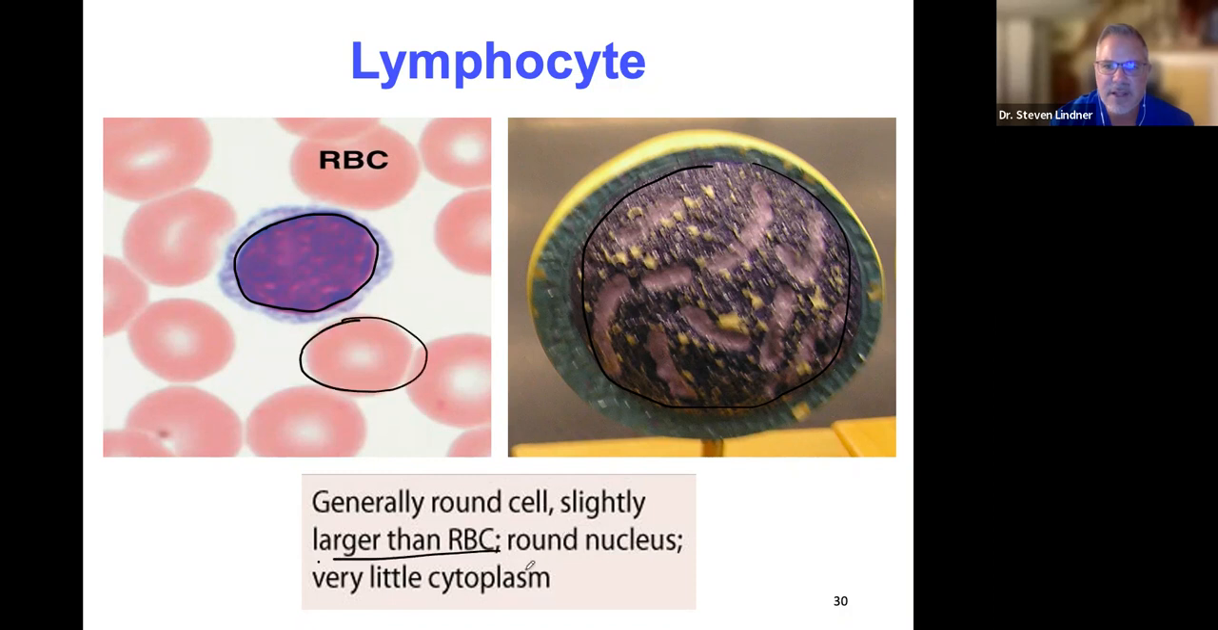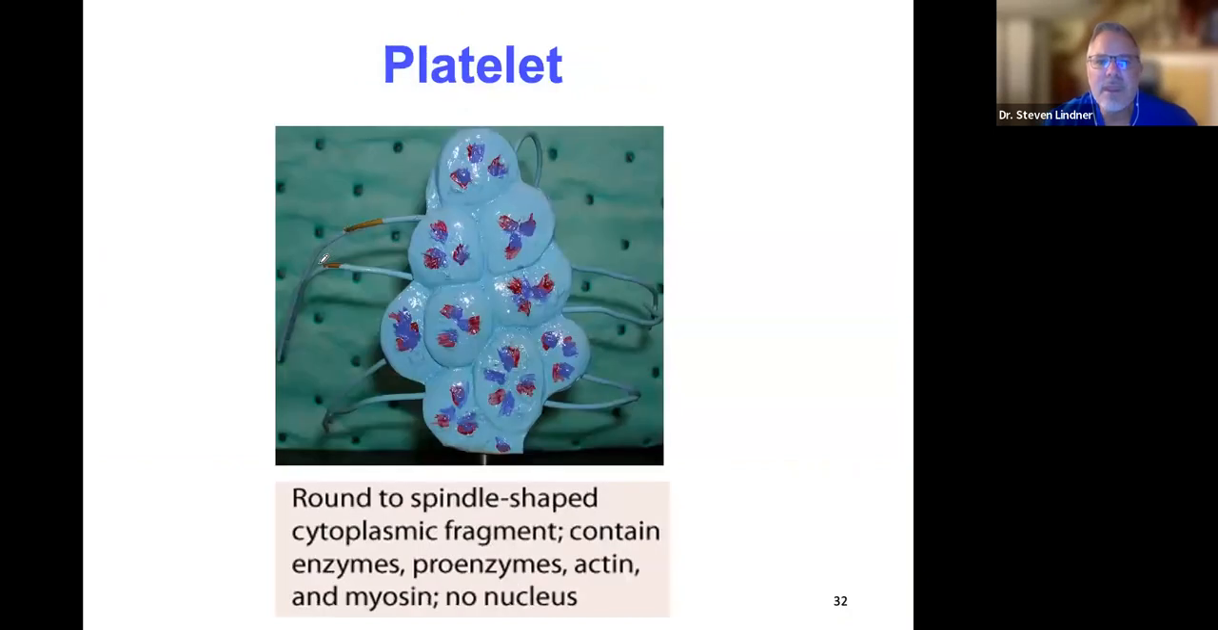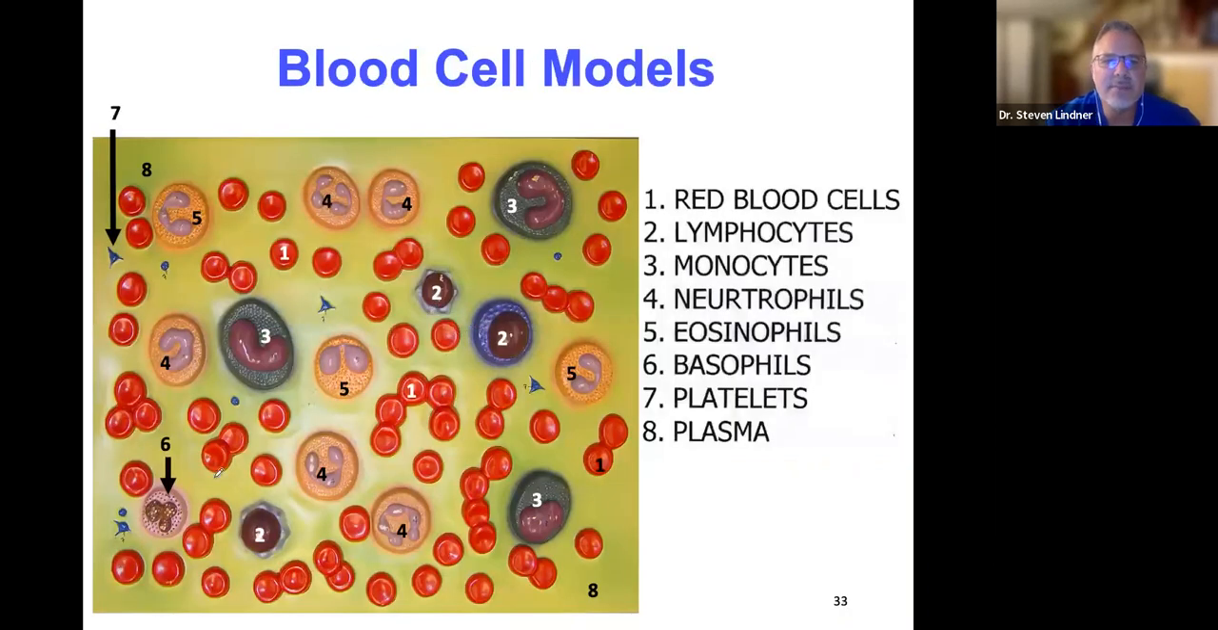Slightly larger. It's got a round nucleus, very symmetrical, but it's got very little cytoplasm. That's because the nucleus is so big. Okay. And then this is a platelet. A platelet is involved with the clotting mechanism. It creates a thrombosis.